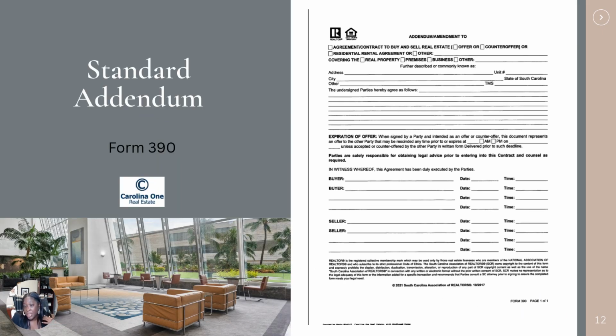The other addendum that we also often see is the standard addendum to a contract. It is just about 10 lines and you just write in. This is the addendum that we use to extend closing dates. It is the addendum that we use to reduce sales price or increase closing costs. This is the standard addendum outside of the repairs. So whenever you have an addendum and it is not directly related to repairs, this is the addendum that you would use, the standard addendum form 390.